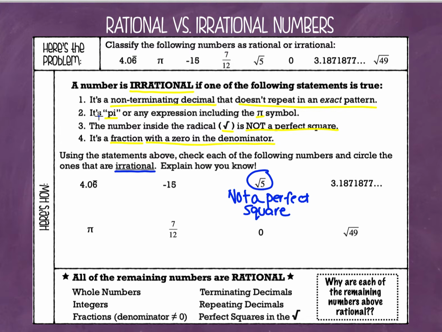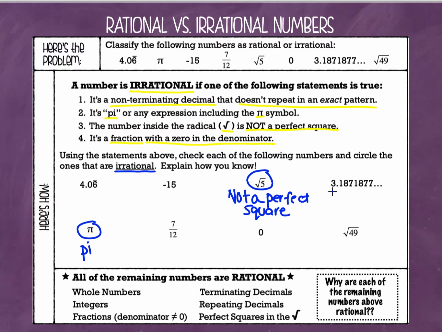Let's see. How about pi or anything including the pi symbol? Well, I've got straight up pi right here. Once you see pi, that means it is an irrational number. And then finally, a non-terminating decimal that doesn't repeat in an exact pattern. So I need a decimal, first of all, that doesn't end. Well, I've got 4.06, and this little line above the 6 tells me that it's repeating. It tells me that this is 4.0666666. That's repeating. So that could be irrational. We're not sure yet.